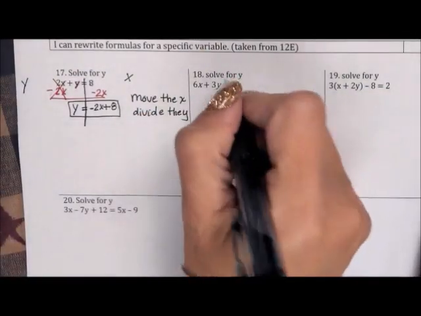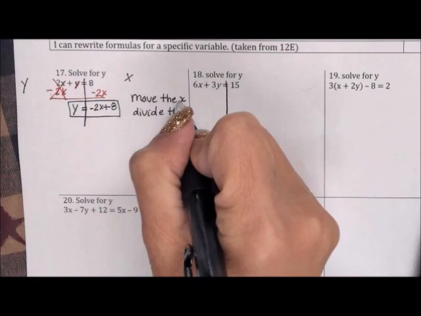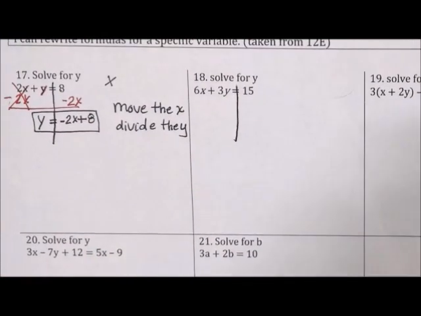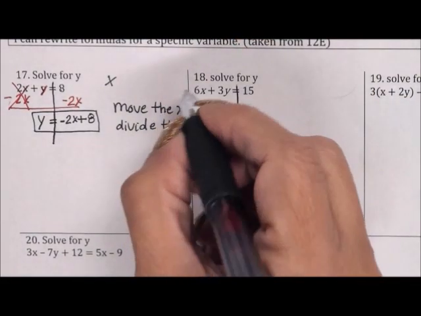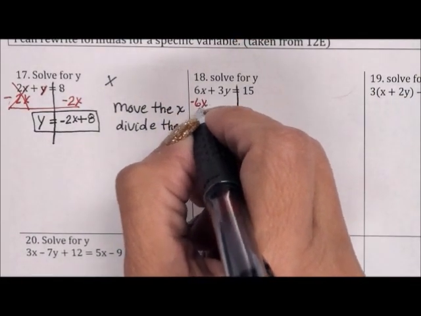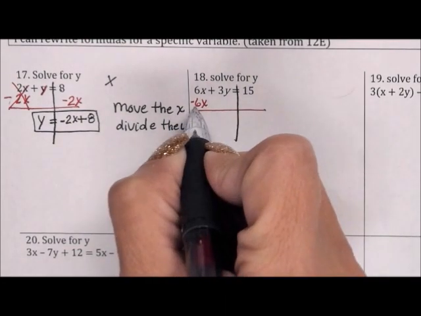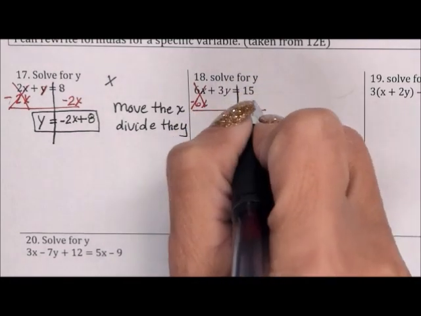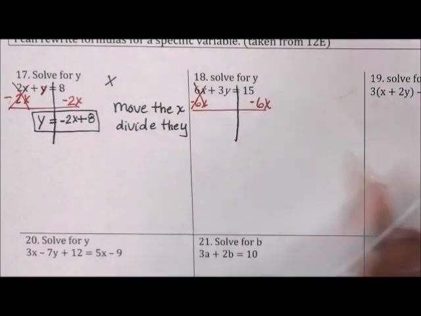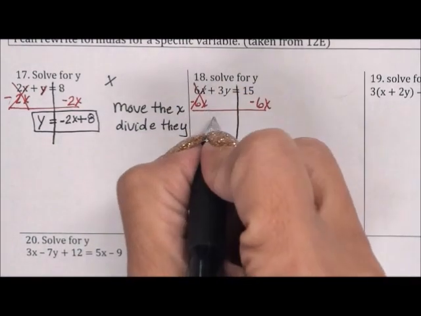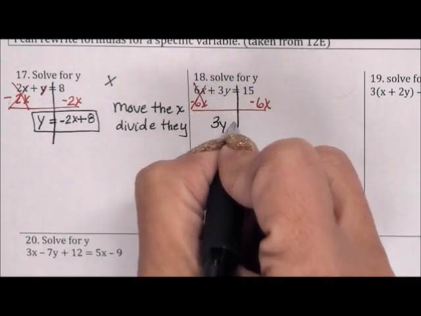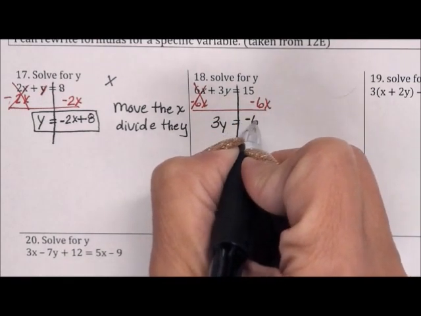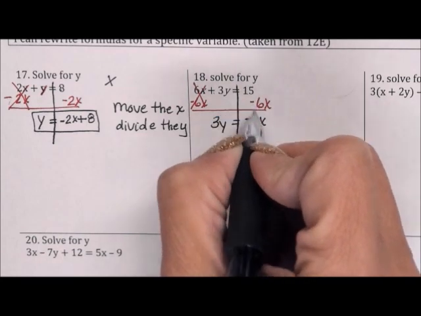Okay, let's solve this next one for y. Move the x, divide the y. So to move the x, I'm going to start with that 6x. It's a positive 6x. I want it to be a 0. I want it to go away. If I subtract 6x from 6x, they cancel out. But if I subtract it over here, I have to come over here and subtract it on the other side. Okay, so I've got 3y, and it's positive 3y, equals, I'm going to put the variable first. It's a negative 6x and a positive 15.